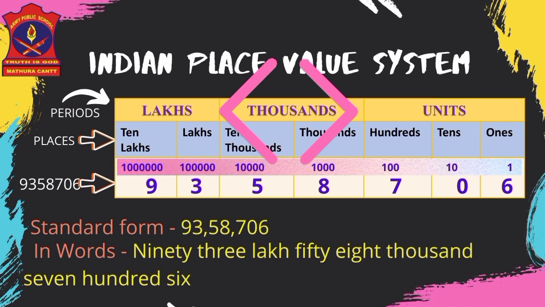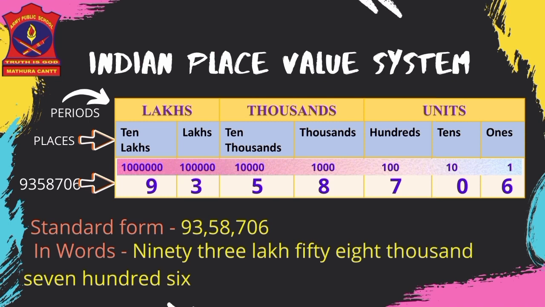Now we know that in any given number, any digit has a given place in that number. And if we want to find the place of any digit, we start with the rightmost digit. The rightmost digit is always said to be at the ones place. Then the place next to ones is tens. Then we have hundreds, thousands, 10,000s, lakhs and 10 lakhs. As and when we move one step to the left, we keep on appending one more zero.